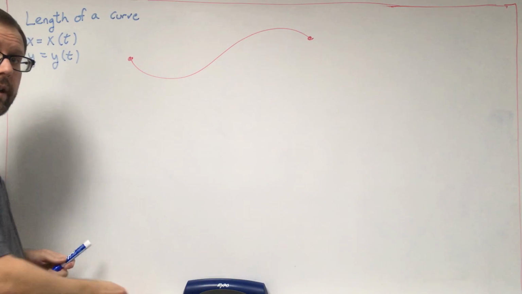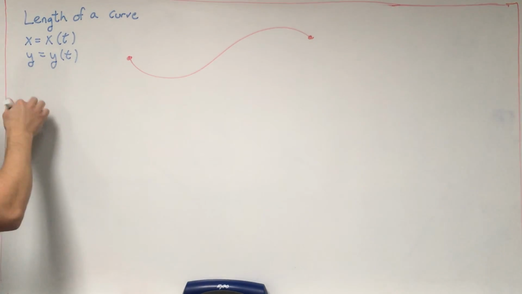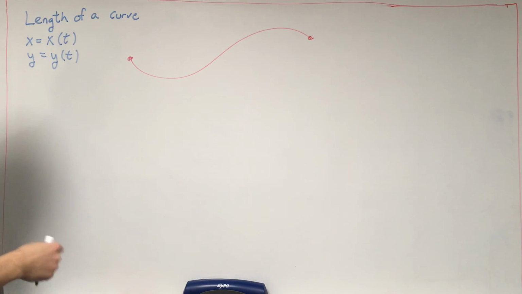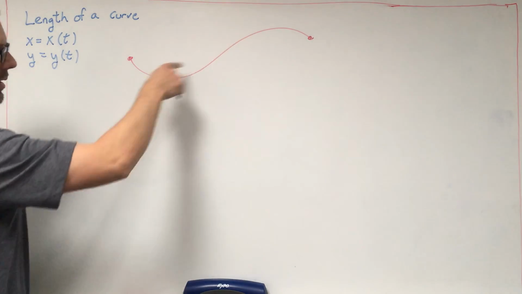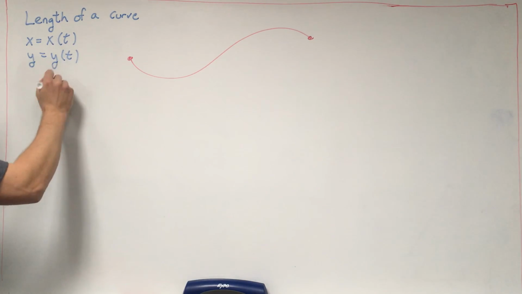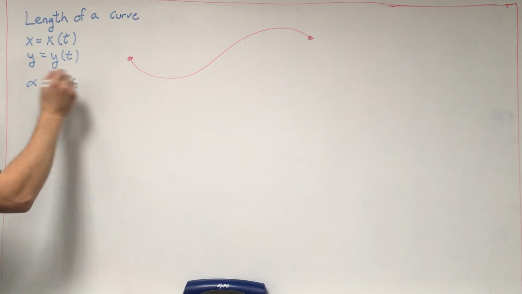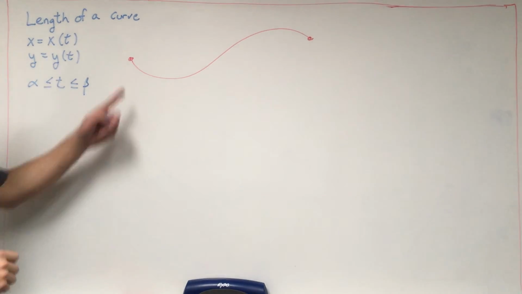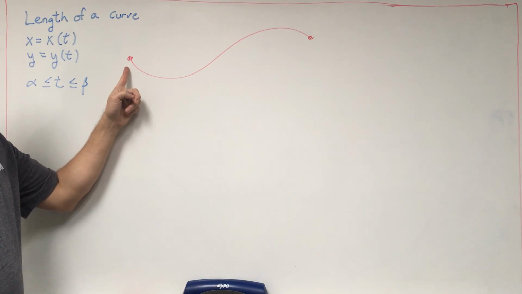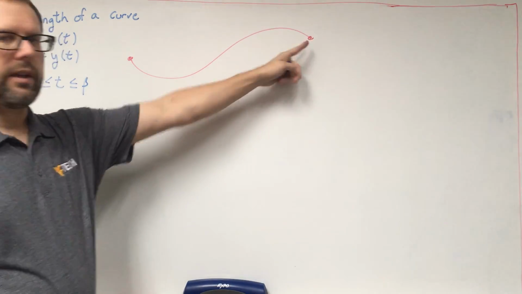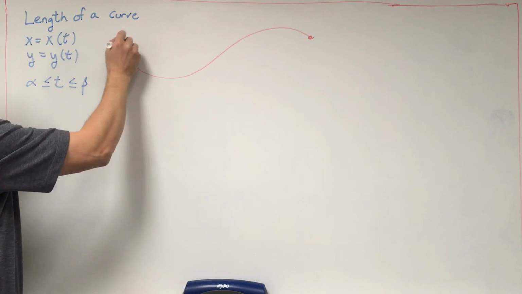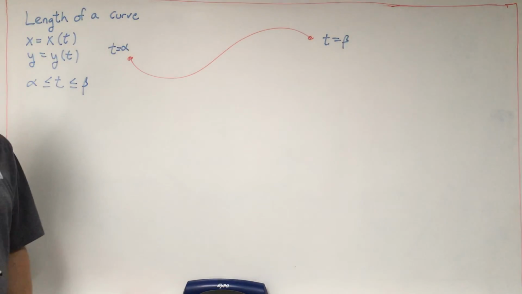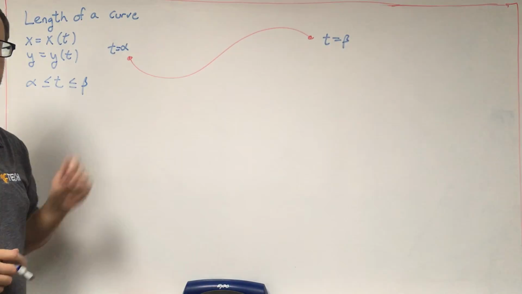That has specified endpoints. Maybe we'll say x is x of t, so some function of t, y is y of t, so that's going to govern the nature of the behavior of the curve. But we're going to say that t is between, let's say, alpha and beta. And so this point we'll, for example, assume is when t is equal to alpha. Over here, t is equal to beta. And we'd like to know the length of that segment of the curve.